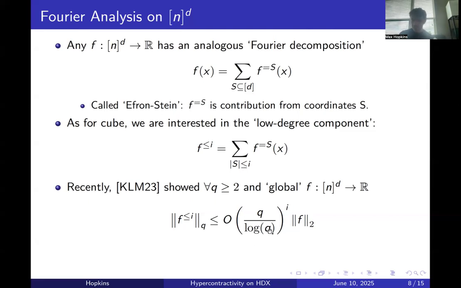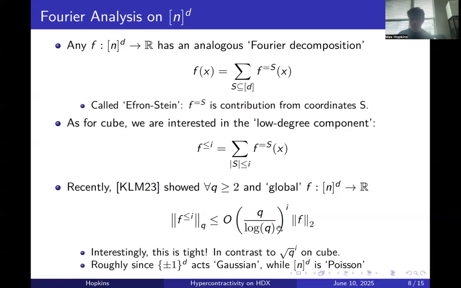This is a slightly strange term. If you remember in the Bonami lemma, this was root q, but it turns out that this is tight. In fact, before we had polynomial bounds on this, and they were the first to really get to this linear q over log q regime. I won't go deeply into this, but this is roughly because plus or minus 1 to the d, the cube, acts Gaussian, while [n]^d for large n acts Poisson. And this is the dependence you would expect for a Poisson random variable. Okay, so this is the answer on [n]^d.